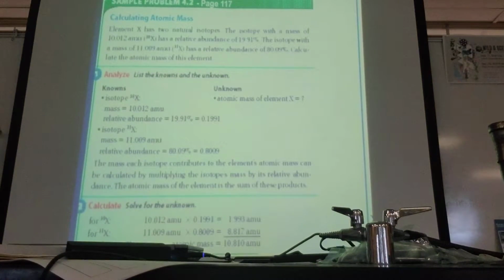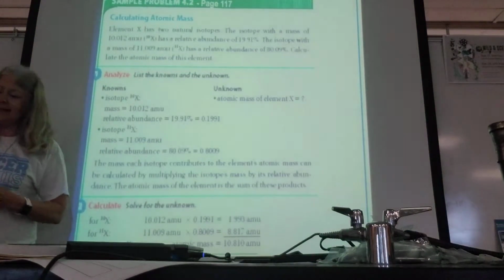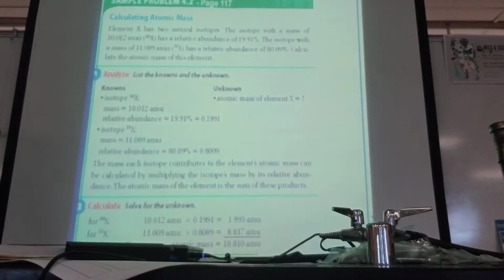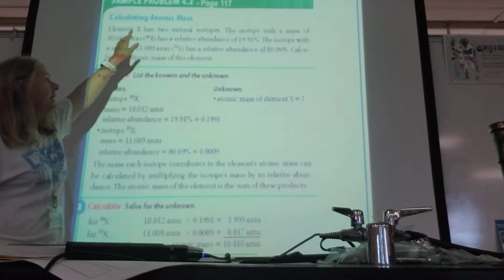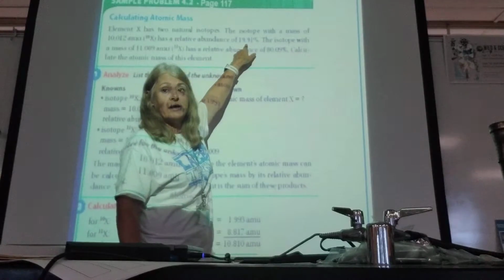Okay, so let's run through this one, and I think I actually have a similar problem to this one on one of the worksheets I gave you yesterday, so we're just gonna look at this. I have an element, we're calling it X. X has 2 isotopes. I'm telling you that one of the isotopes has a mass of 10.012 atomic mass units and a relative abundance of nearly 20%.